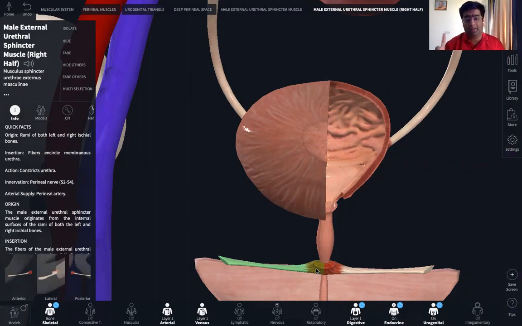So in infants up to the age of 2, the external as well as the internal sphincters are involuntary, whereas in adults, the external urethral sphincter is voluntary, while the internal is involuntary.